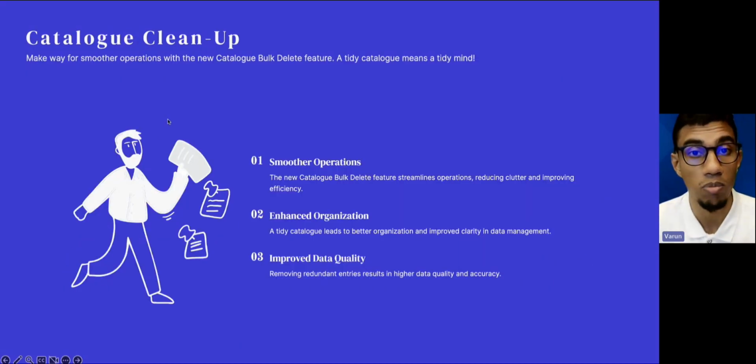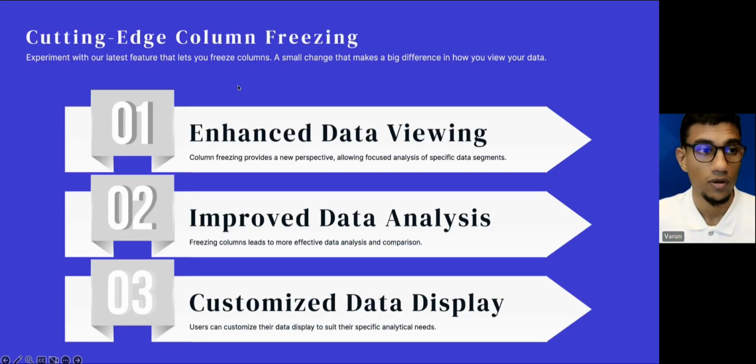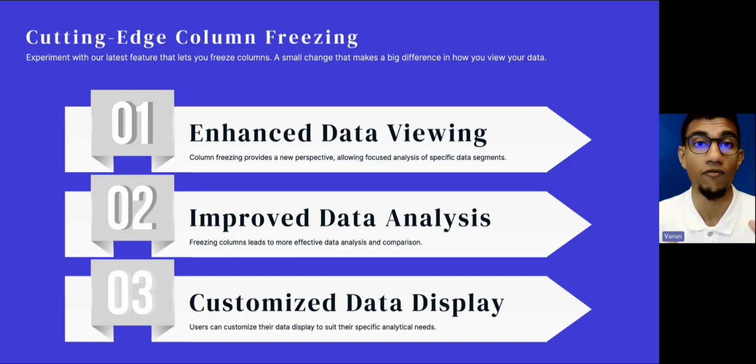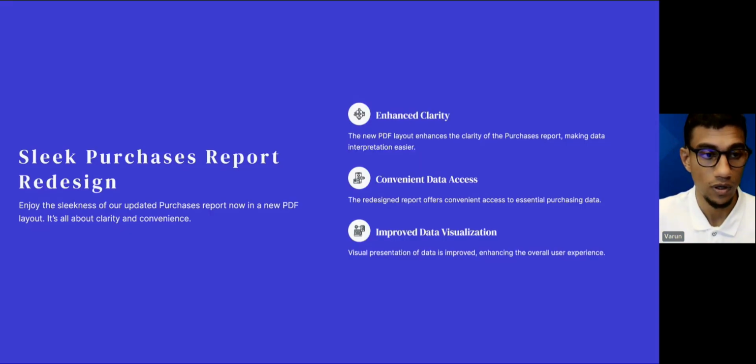Next, we have introduced a bulk delete option under the catalog. Then we have introduced an experimental feature, which is a cutting edge column freezing. You will be able to apply this in every smart view you have, in every view you create. The only constraint or limitation that you will be facing is that this is restricted to the first two columns of your view.